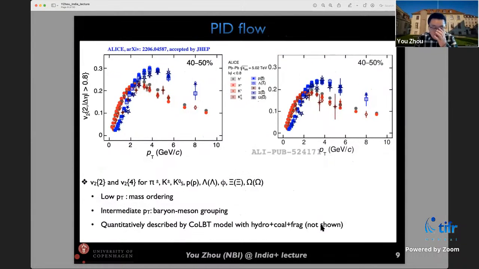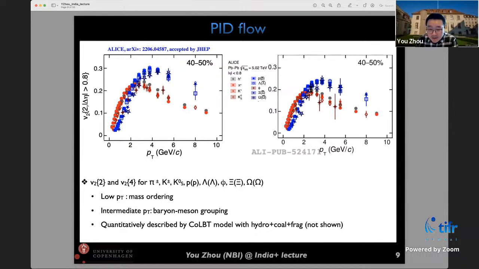And in ALICE, we did far more than that. For example, last year, we also submitted a paper based on the V2 of identified particles with the 2 particle cumulant on the left-hand side, and even the 4 particle cumulant, the V2{4}, on the right-hand side. Compared to the standard 2 particle correlation, the V2{4} can largely suppress the non-flow, especially at high PT. So when you compare to the model, I would say the V2{4} is more reliable and has less bias from non-flow effects.